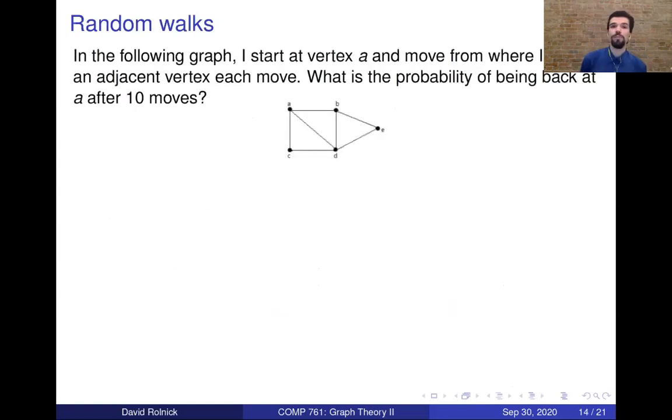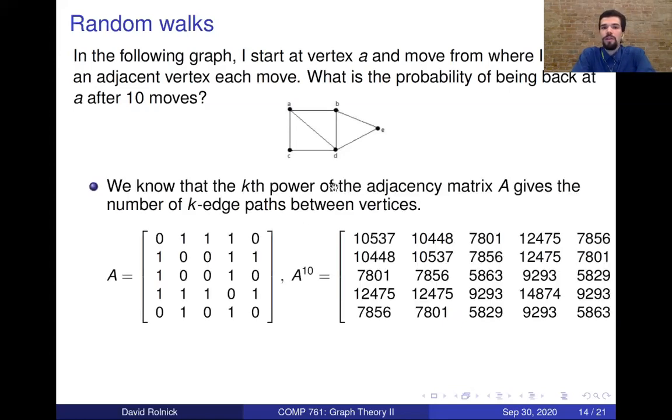So let's go back to that initial problem for those who started class a little bit early. In the following graph, I start at vertex A and move from where I am to an adjacent vertex each move. What's the probability of being back at A after 10 moves? Well, we see that what we can do now is look at the adjacency matrix and just take the 10th power of it. Now, that's not something I would like to do by hand. I, in fact, use Python for this.